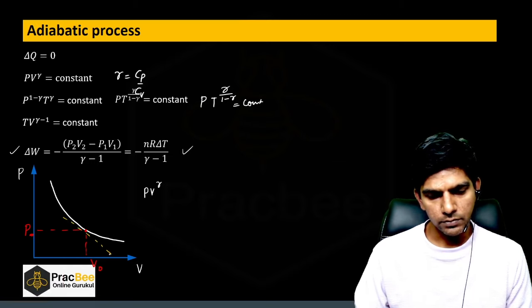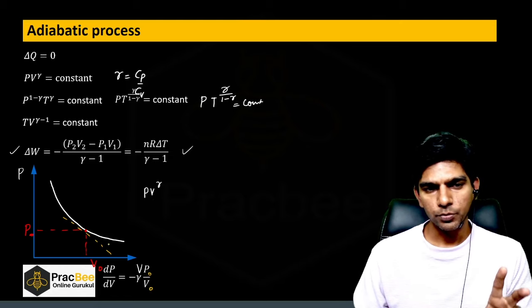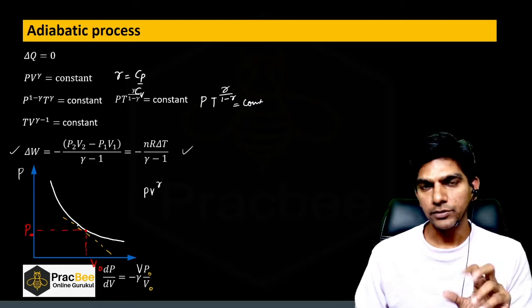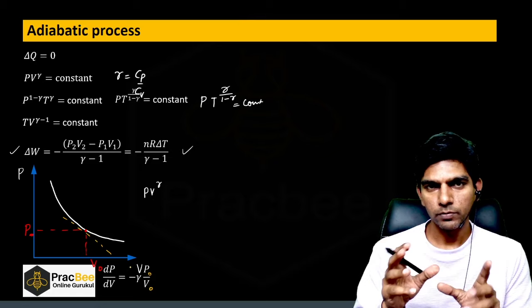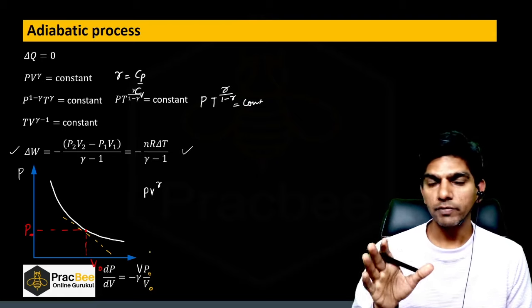So this slope will be given by minus gamma P by V, minus gamma P0 by V0. Can you see, if I compare the slope of the adiabatic curve and the isotherm, there is a difference. There is an additional factor in the slope of the adiabatic curve, that is gamma, and the gamma value is greater than 1.